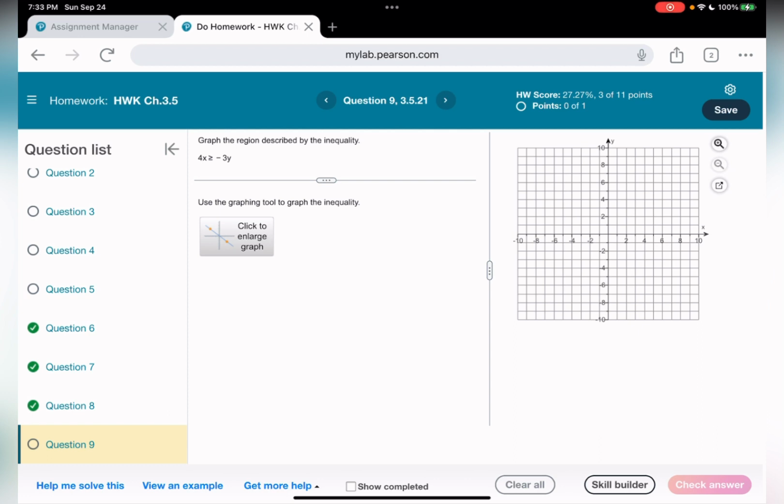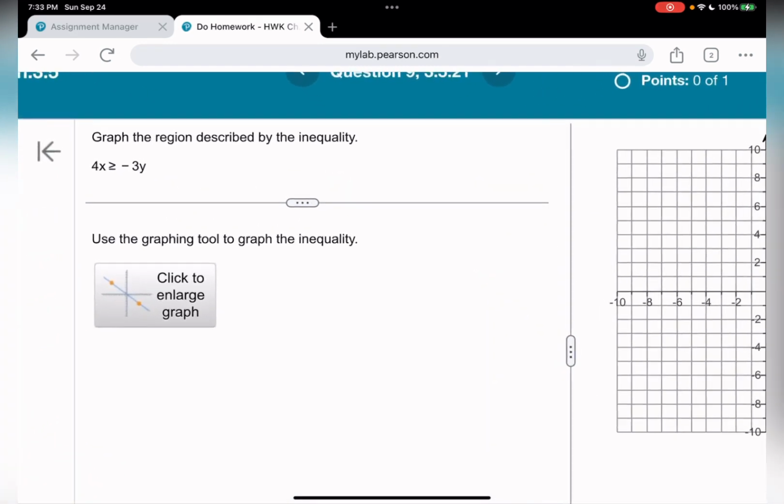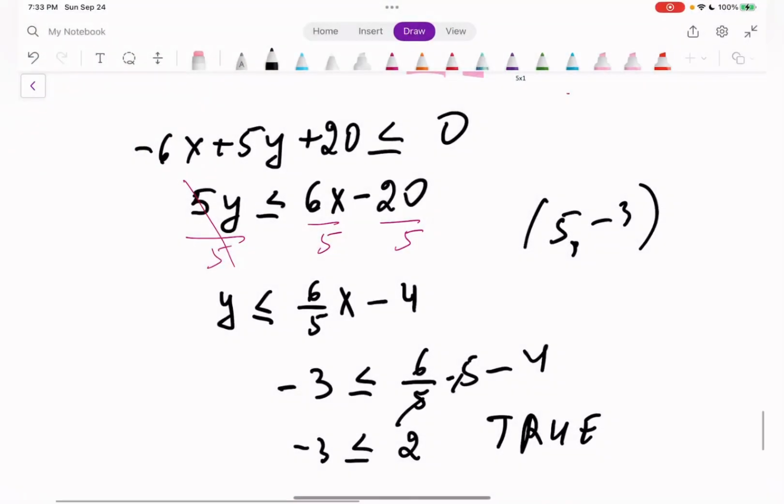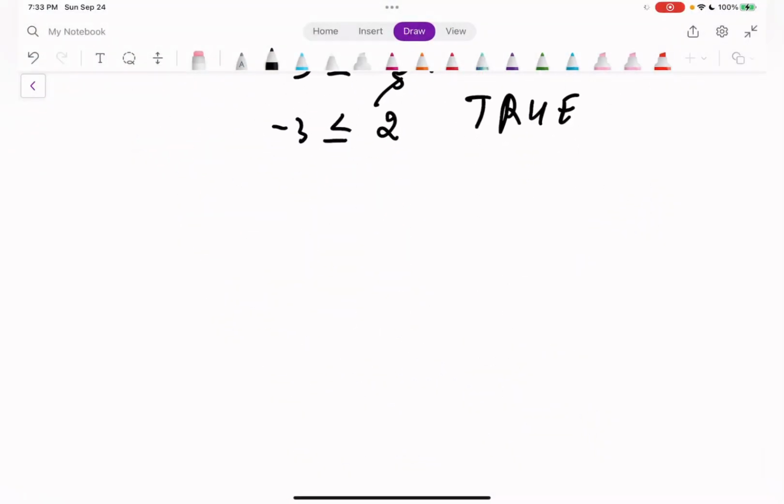Number 9. So what do I have with number 9? Let me see. 4x greater equal negative 3. All right, let's work on it. Free y.